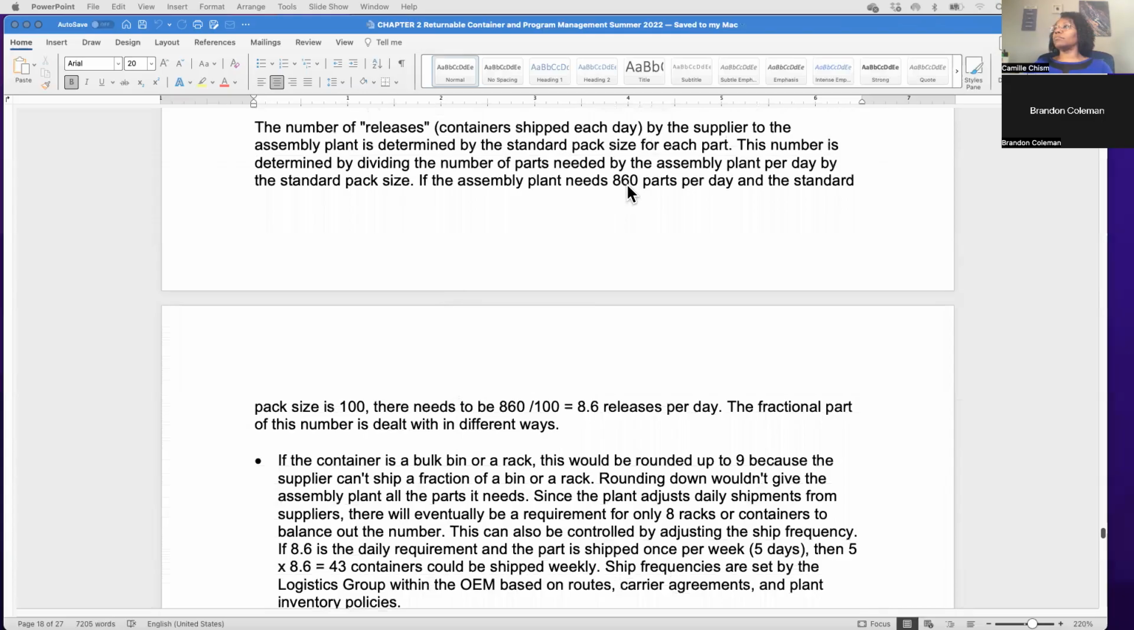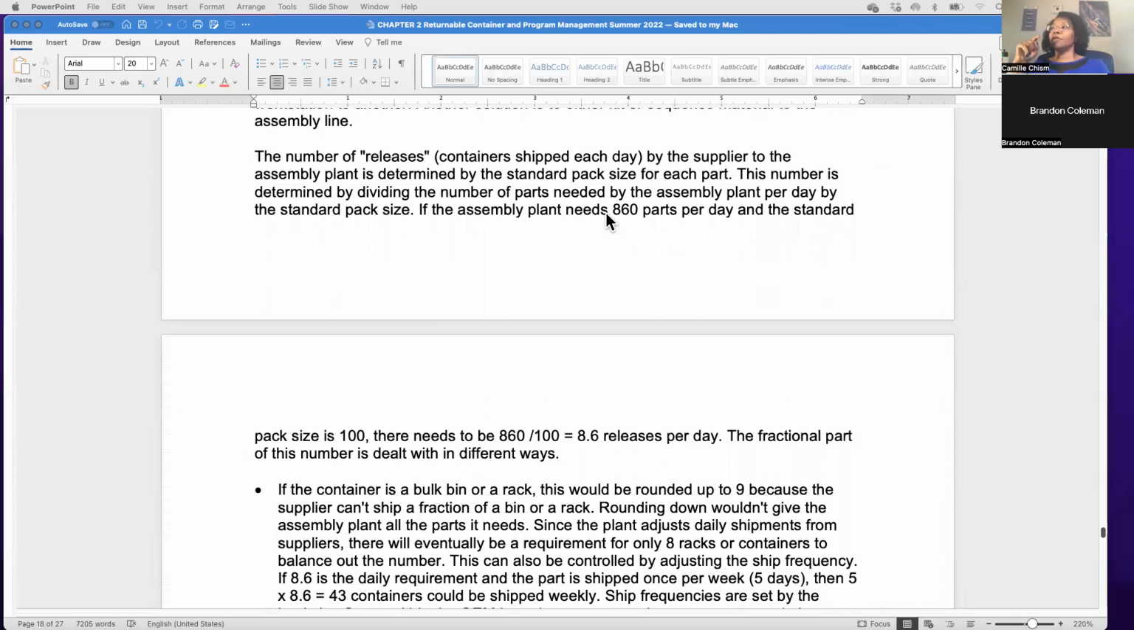So this talks about, okay, for example, this says if a plant needs 860 parts per day, right? The standard pack size is 100. So they need to figure out how many packs they need. This tells them that they would take the 860 parts divided by 100 parts per pack. They need 8.6 packs. They need to deliver these 100 packs 8.6 times per day, which means that they're going to get 9 containers, right?